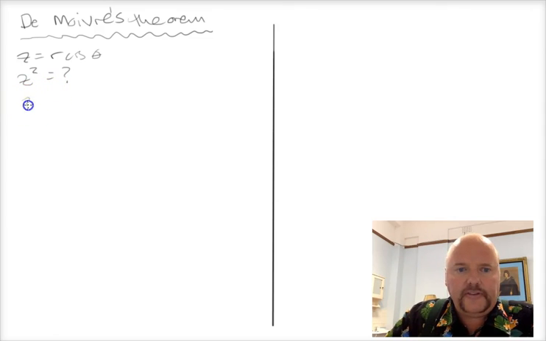So z squared is really z times z. So if it's z times z, it's really r cis theta times r cis theta. You don't have to do this all the time. I'm going to show you why it works. So this is z squared.